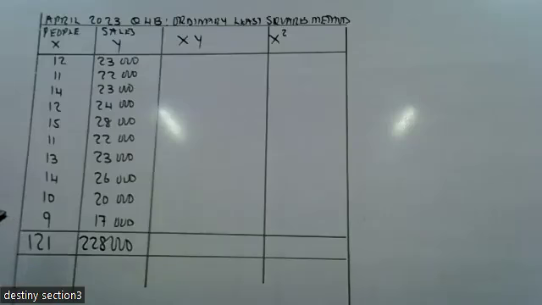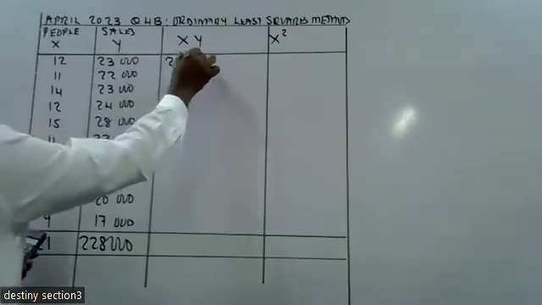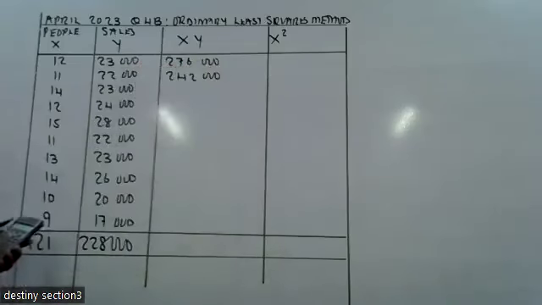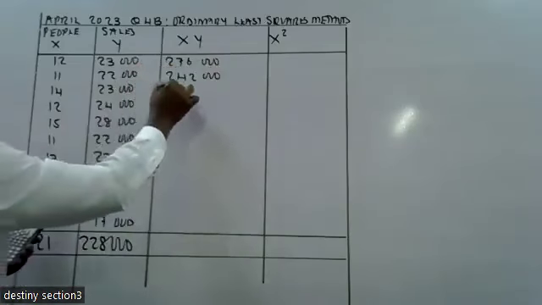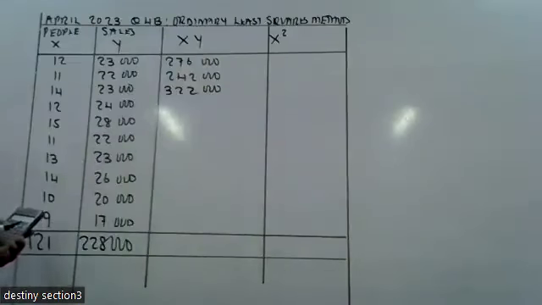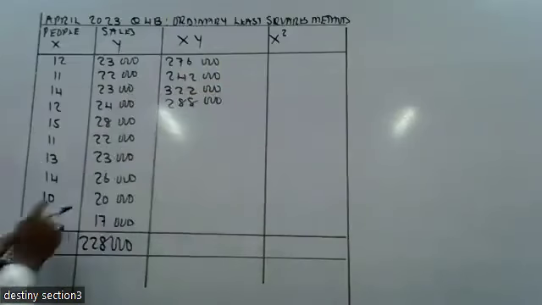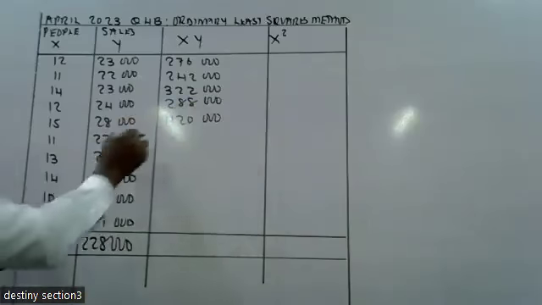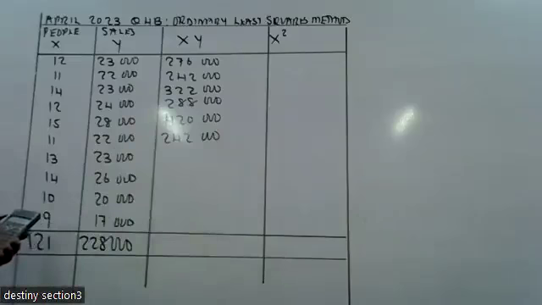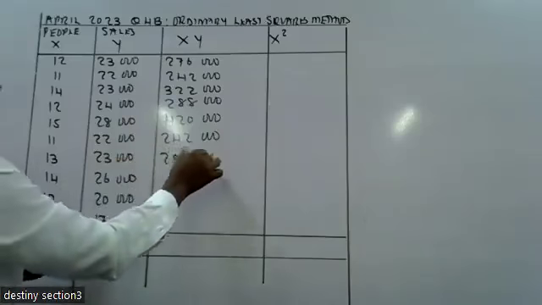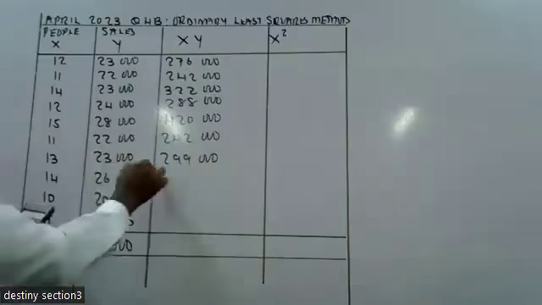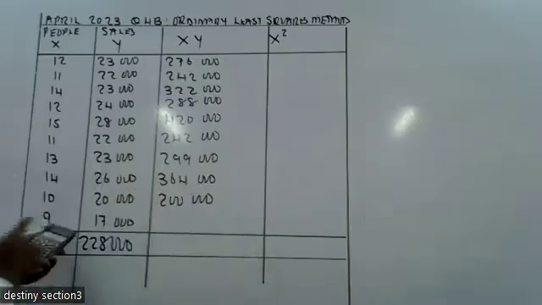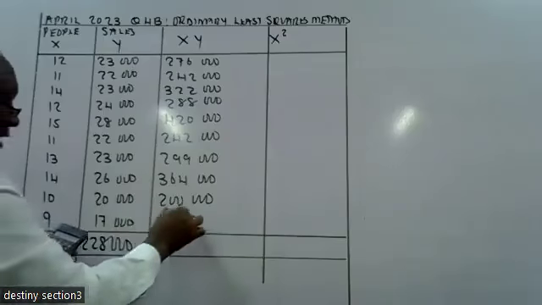And let's start to multiply. 12 times 23,000 is 276,000. 11 times 22,000 is 242,000. 14 times 23,000 is 322,000. 12 times 24 is 288,000. 15 times 28 is 420,000. 11 times 22 is 242,000. 13 times 23 is 299,000. 14 times 26 is 364,000. 10 times 20 is 200,000. 9 times 17 is 153,000.